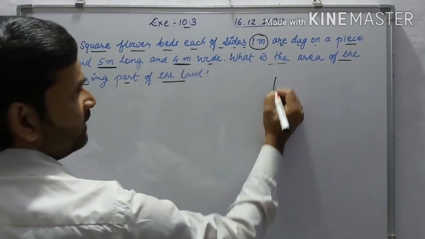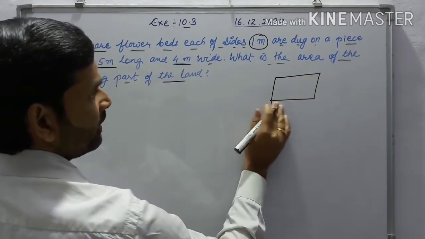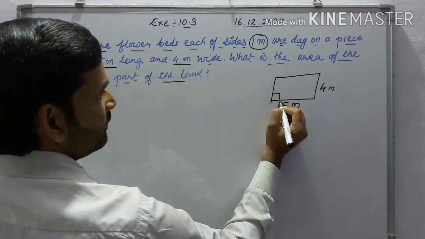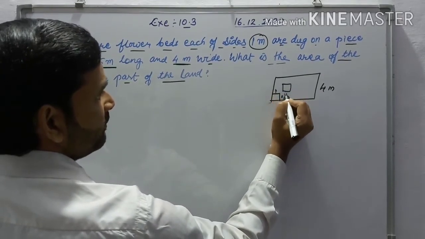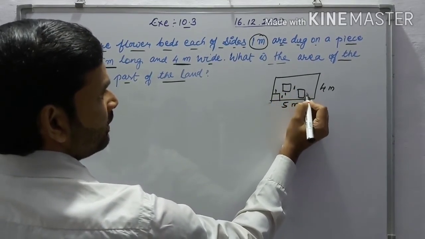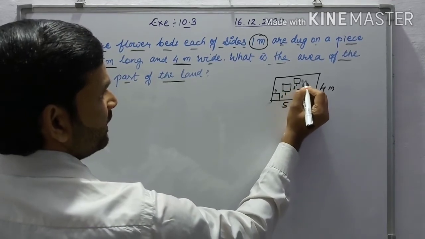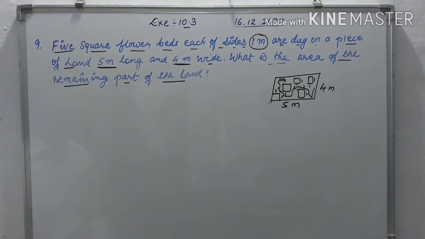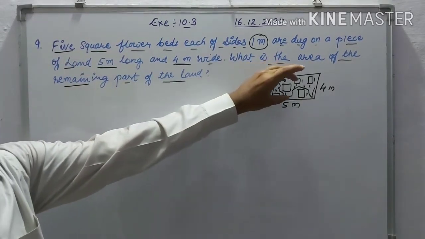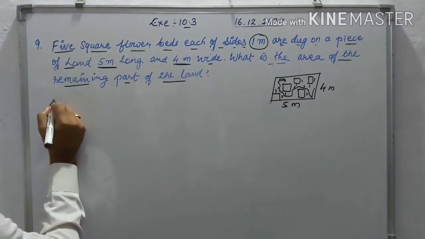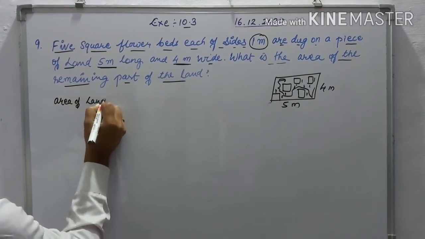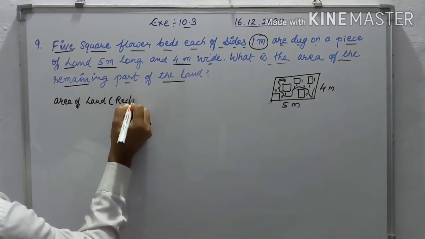Okay, the land area is 5 meters long and 4 meters wide. And 1 meter, this is 5 tiles. How much of the remaining part is to be found? That is the area of the rectangle minus the area of the square. So first you find the area of the land, which is a rectangle.